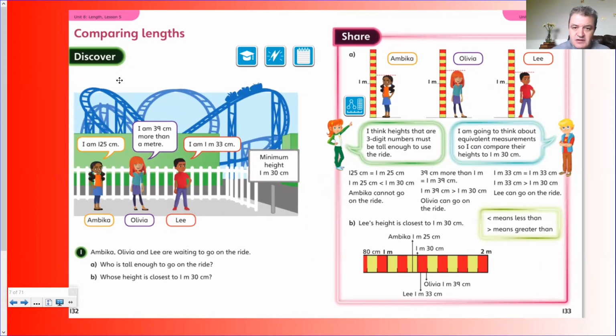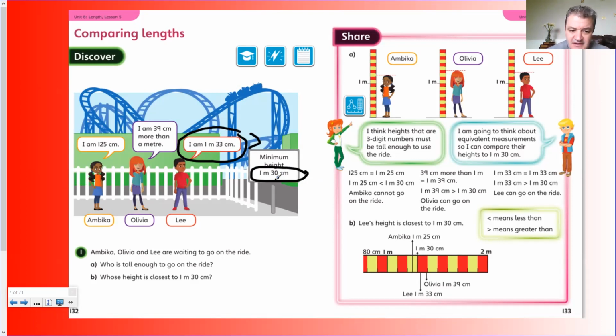Okay, so we look at Lee, because I think that's probably the most straightforward. He has to be 1 meter 30 centimeters, and he knows that in fact he is 1 meter 33. 1 meter 33 is greater than 1 meter 30. Therefore, he will be tall enough to go on the ride. You've got to be at least 1 meter 30 to go on the ride.